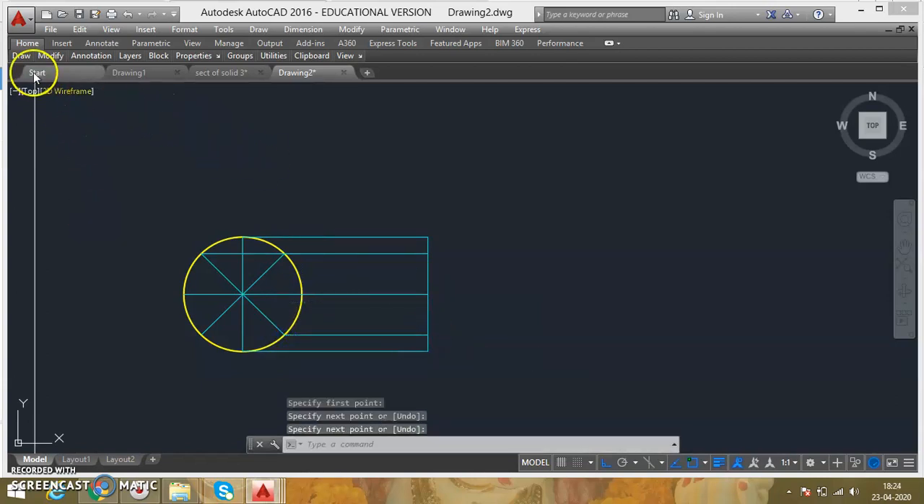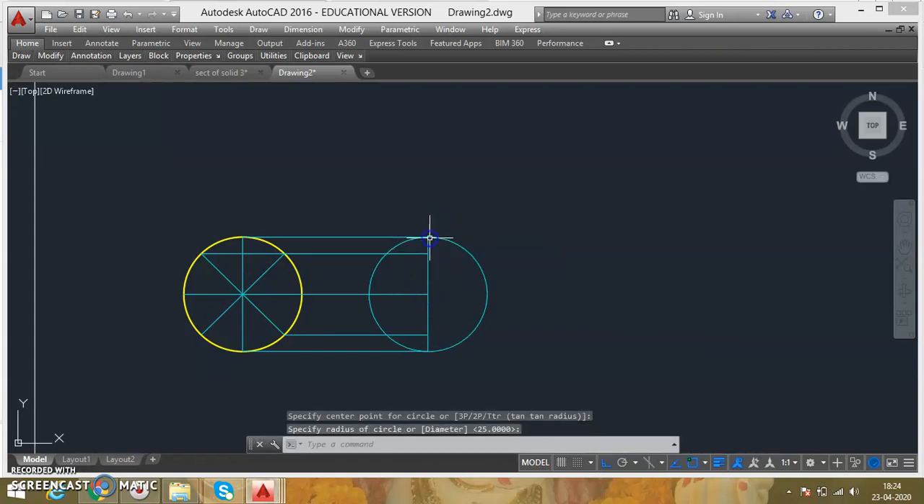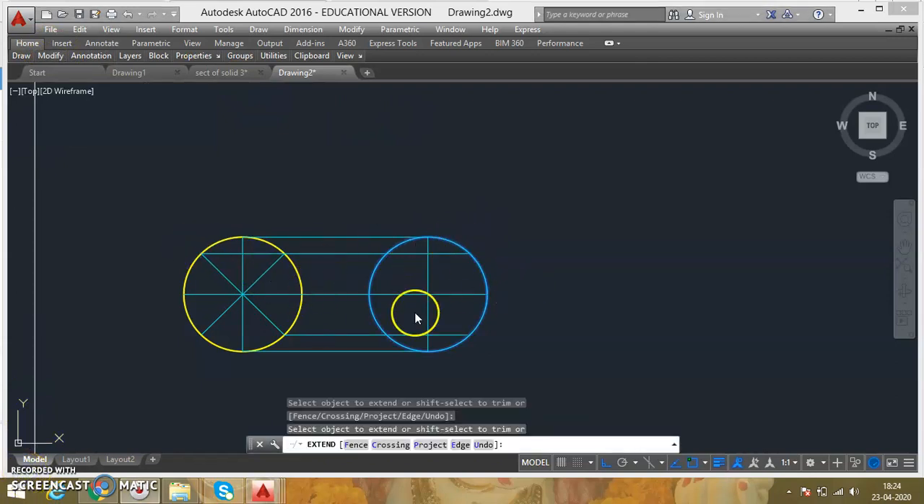I can even draw a circle here. So circle command, from here to here. So this is the circle we got. I can just extend this line. So we have extended these lines here. So now, as I said, the circle will be traveling half revolution here and then half revolution here.